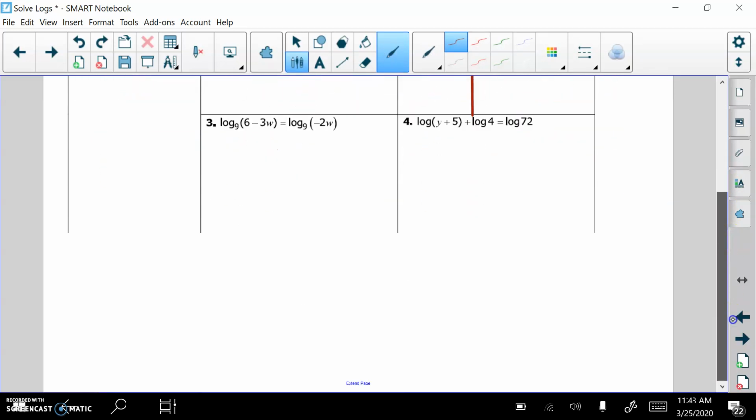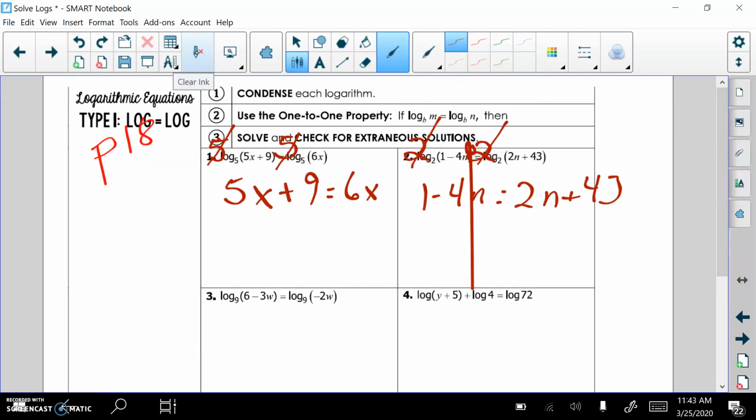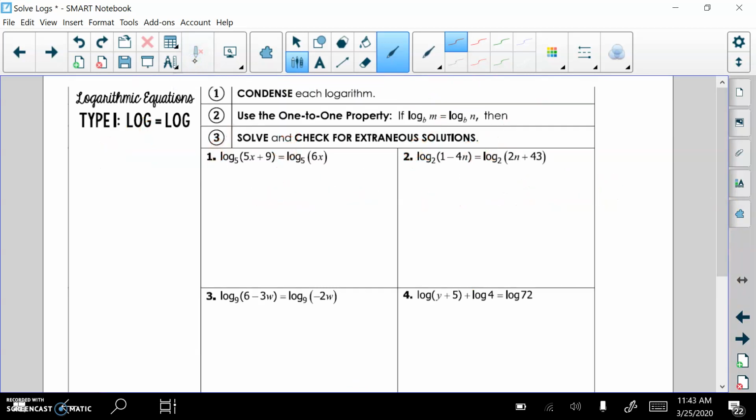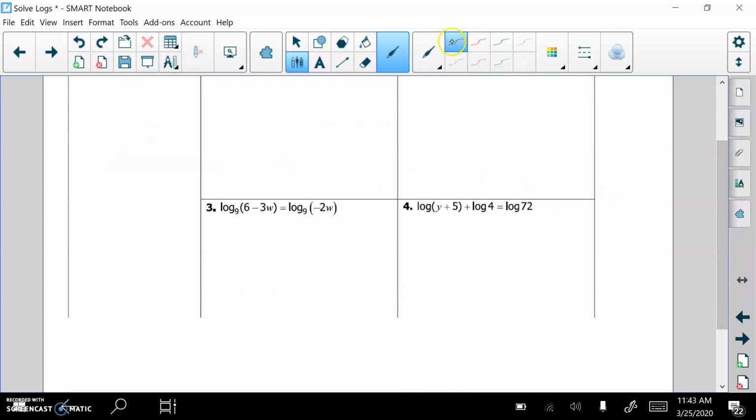Boo! Clear all that. Clear all that. All right, here we go.